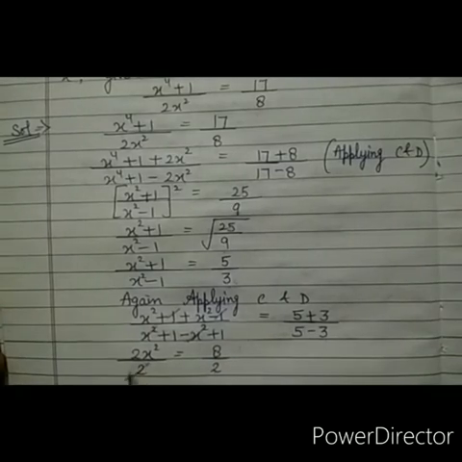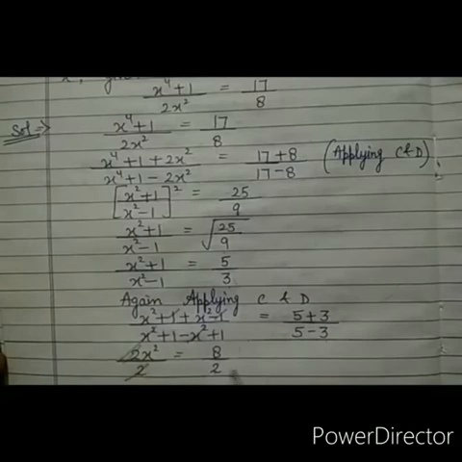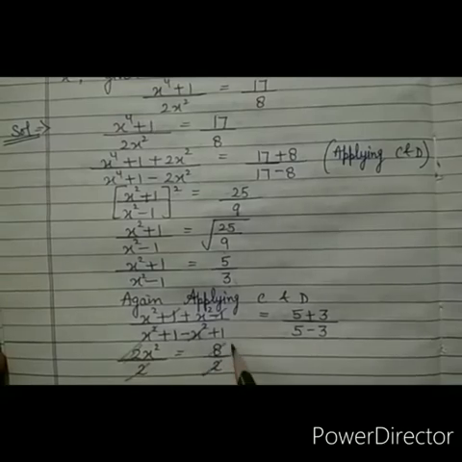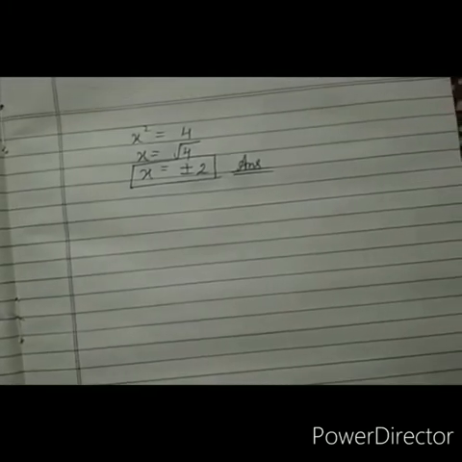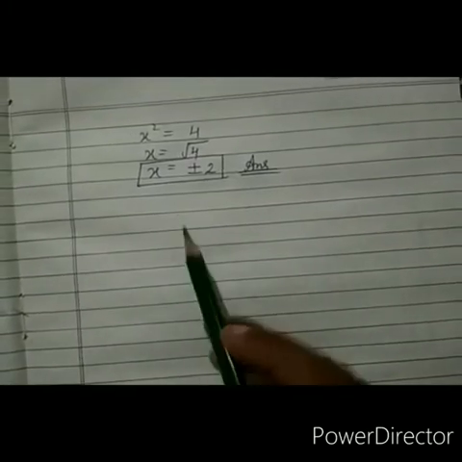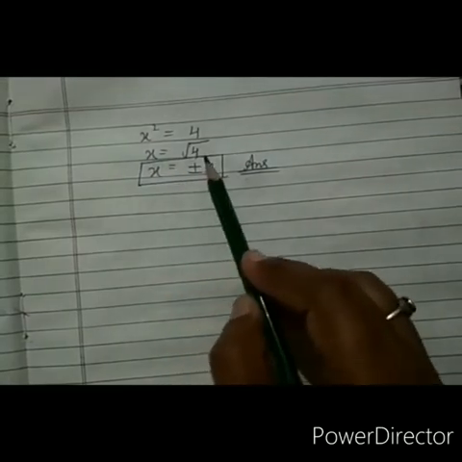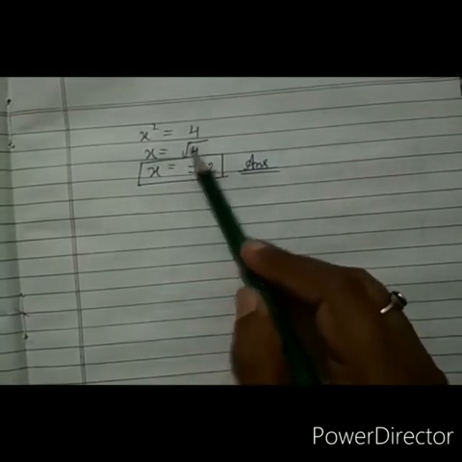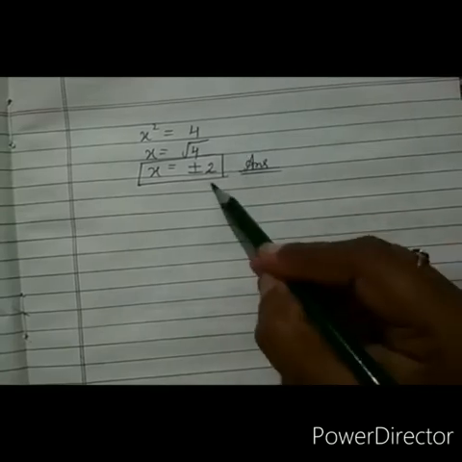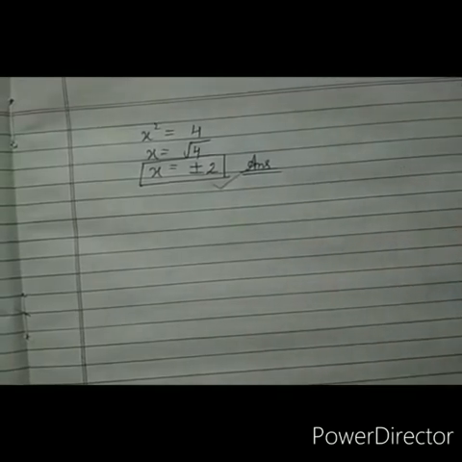When we solve it, this 2 is cancelled by this 2. Now this 2 is cancelled with this 8, 4 times. Then we have x square is equal to 4. Now in order to find the value of x, we have to take again square root on both sides. Then we have the square root of 4 is plus minus 2, and this is our final answer.